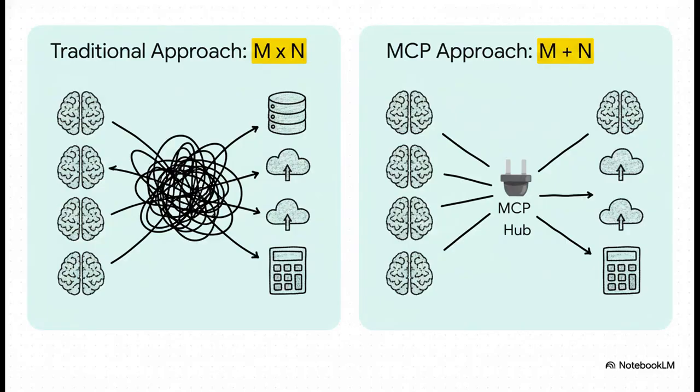So the key here, it really comes down to the math. The old messy way was multiplication, M times N. The new clean way with MCP is just addition, M plus N. So in our little example, we go from 9 complex custom integrations down to just 6 simple standard ones. And that makes adding a new model or a new tool incredibly easy. The whole system is just built to scale from the ground up.